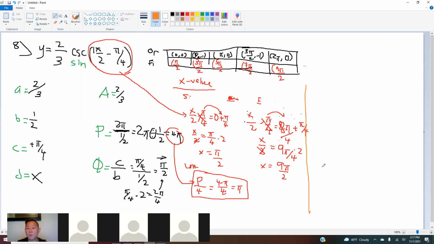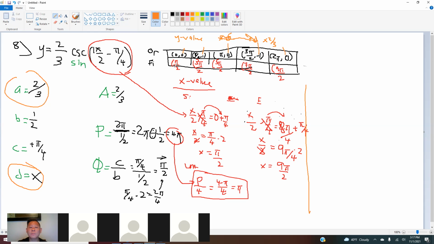Next, we're going to do your y value. In order for you to do the y value, you take all these y values that you see here, multiply them by a and add d. Now a in this case is 2 over 3, so we just need to multiply this by 2/3. And we do not have d here, so we don't need to add or subtract.